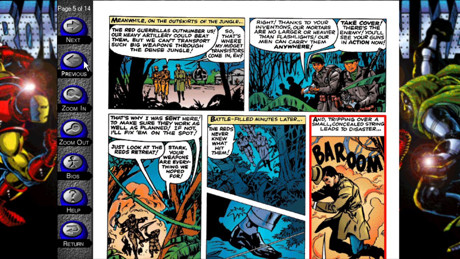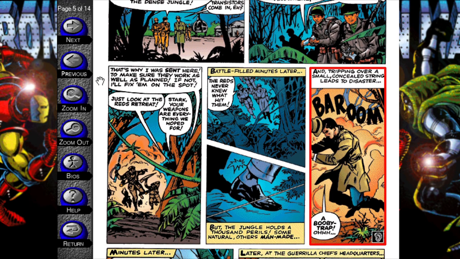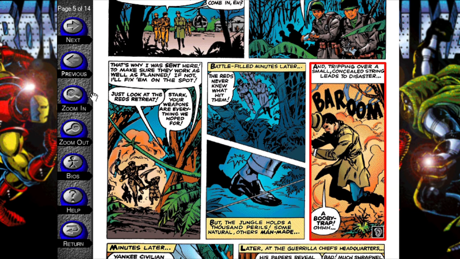In Vietnam, Tony Stark's inventions are put to use. He checks the use of his transistors in the weapons of American troops. Though the transistors are a success, Stark is gravely wounded by a booby trap and captured by Wong Chu.